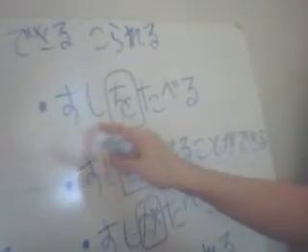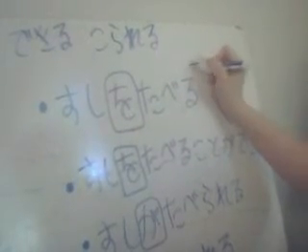They all use the ga particle, except for the few exceptions. Ru-verbs use the ga particle, irregular verbs use the ga particle, and U-verbs use the ga particle, with the exceptions. So here's some examples. Also, I got a little comparison here for you. This is the standard phrase you'll learn when you first learn Japanese. Sushi o taberu, to eat sushi.